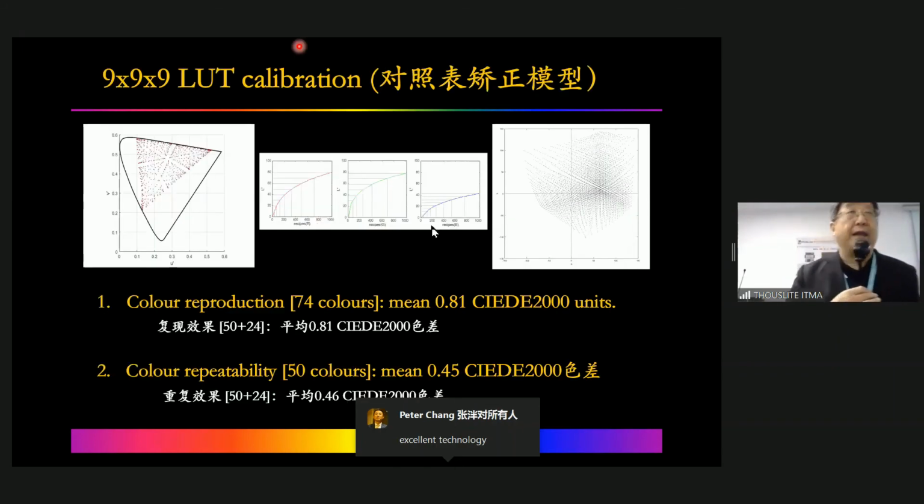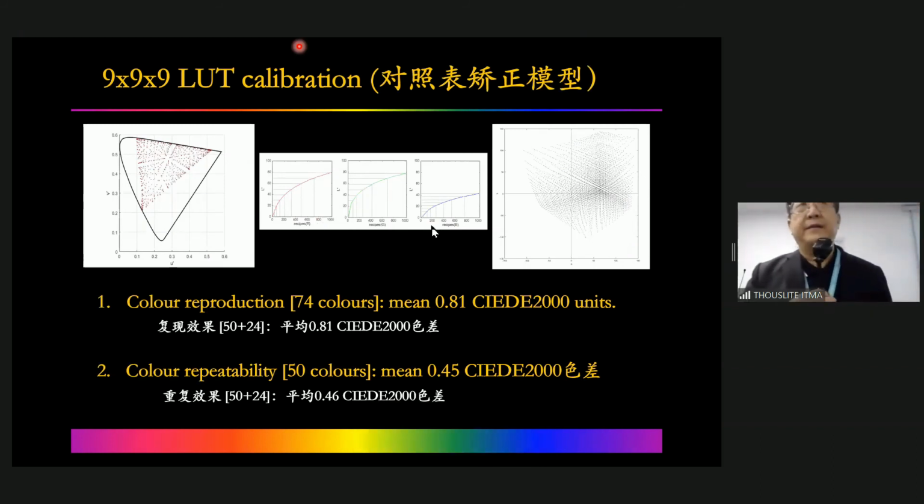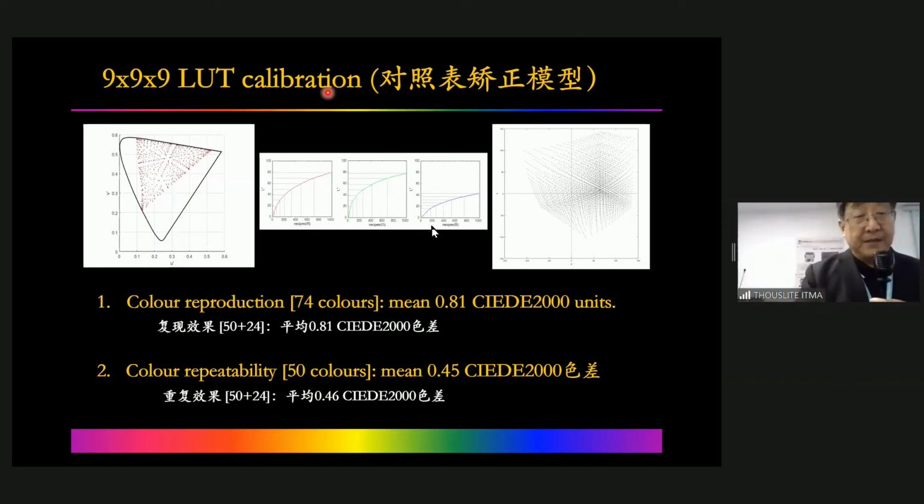And also, we do this using a characterization of the systems. We applied the 9x9x9, which we use a lot in digital printing and also in mobile phones. So we measure 9 by 9 by 9. Some people even measure using 16 by 16 by 16, fine, but we use 9 by 9 by 9 lookup tables, and the sampling is unequal.